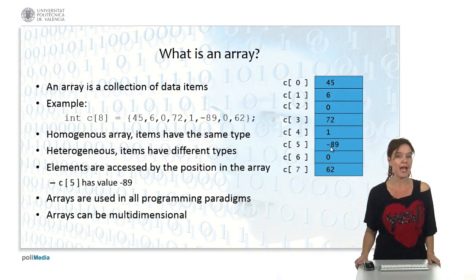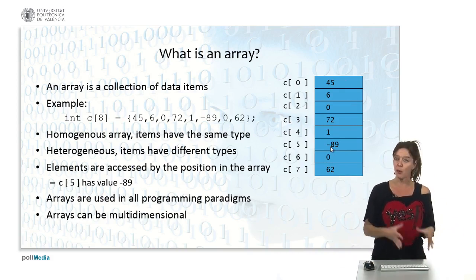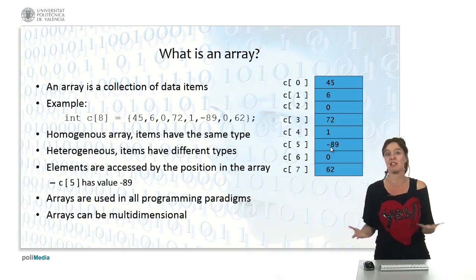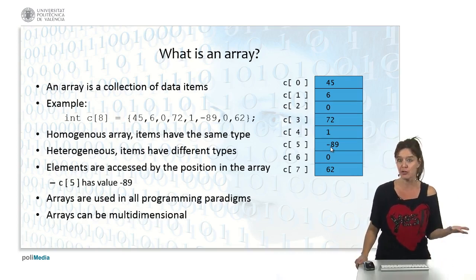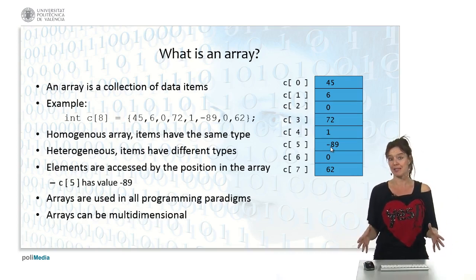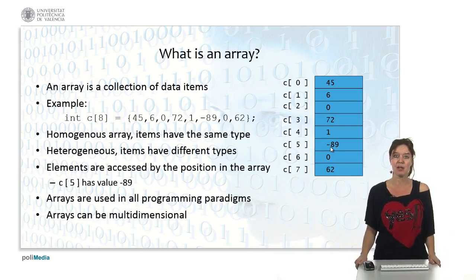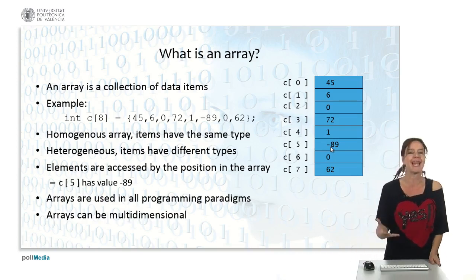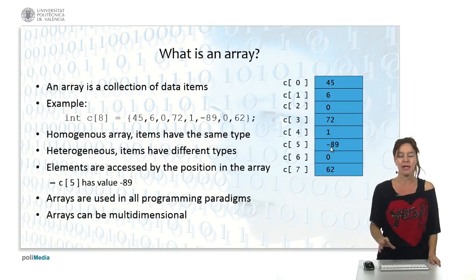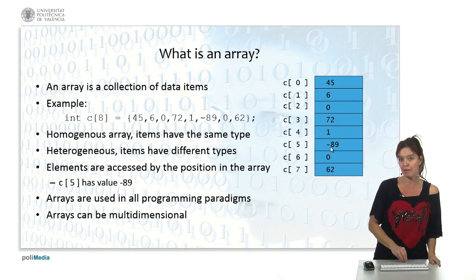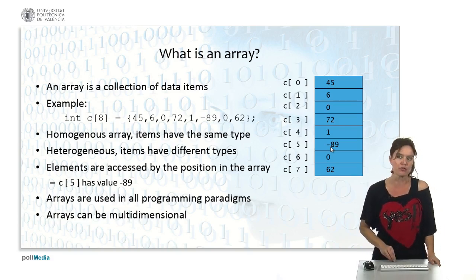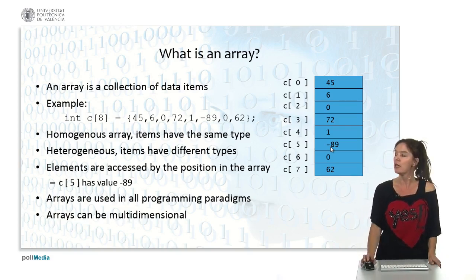So we have seen that you can have homogeneous arrays where all the elements that are stored in the array have the same type. You can have heterogeneous arrays where all the elements that are stored in the array have different types. And we have also seen how we can access these elements in the array by just calling the name of the array and indicating the position of the element that we want to access. Here we see again the same example. C, which is the name of the array, at position 5 has value -89.